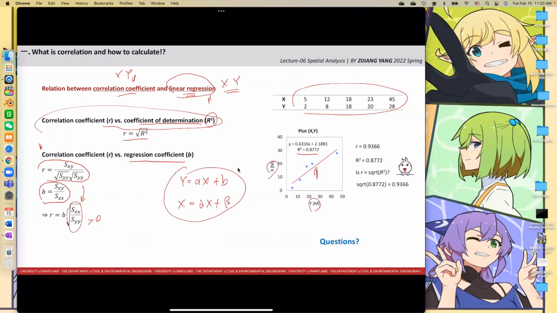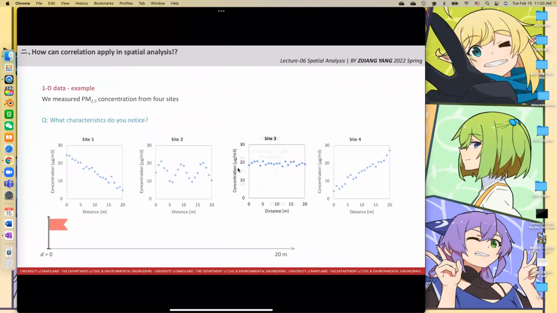Yes, the alpha and beta would be different values from A and B, but the R squared would still be the same? I think the R square will be the same. Yes. So any more questions? No. So that's all about the correlation.